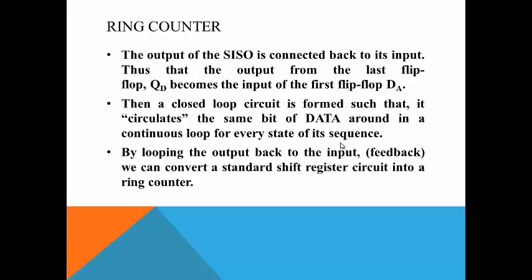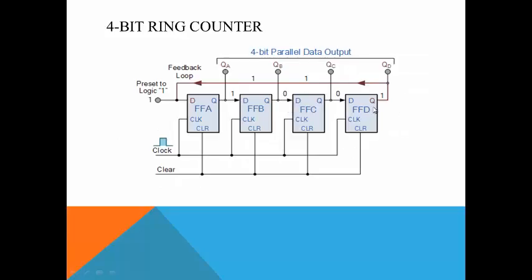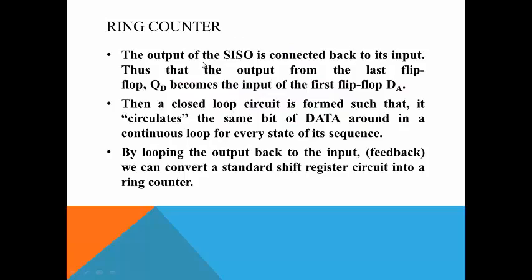It is formed of a shift register because it uses only D flip-flops. Take a serial in, serial out shift register connected back to back. Connected back to back means the output of the last flip-flop is connected as the input to the first flip-flop. So a ring counter is a serial in, serial out shift register connected back to back, where the output of the last flip-flop is connected as the input to the first flip-flop.